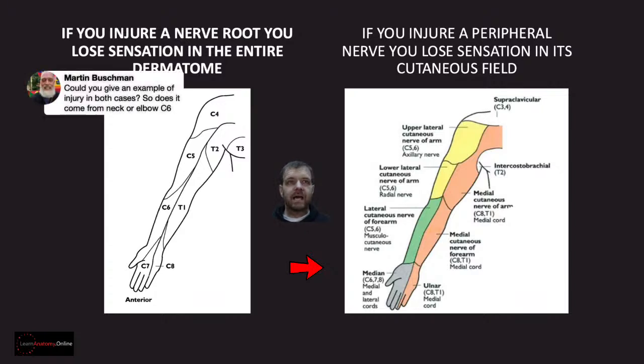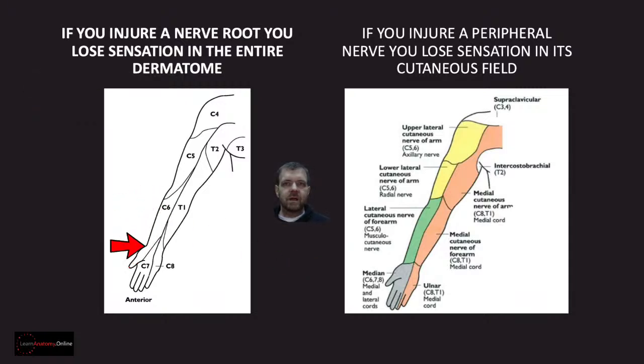Hopefully I've just answered that. Could you give an example injury in both cases? So does it come from neck or elbow? Yeah, so for example, if it's like C6 that you've injured in your neck, it will knock out this whole C6 region. If it's the radial nerve that's a problem, then you'll knock out that section there, and that still has contributions to C6.